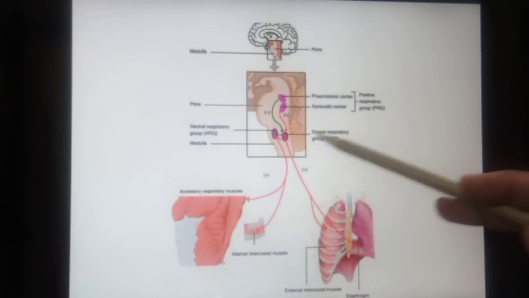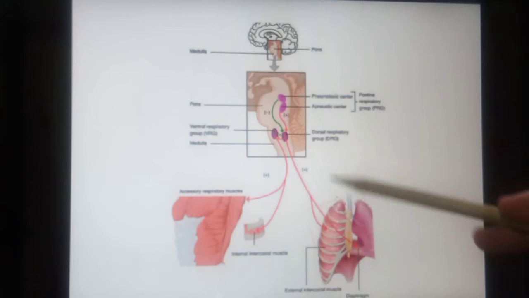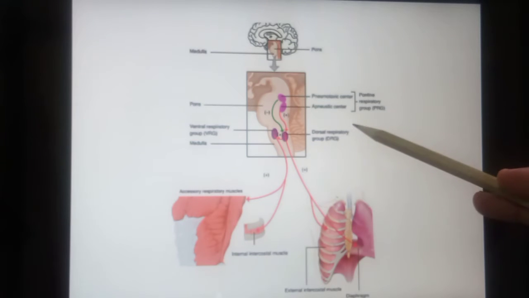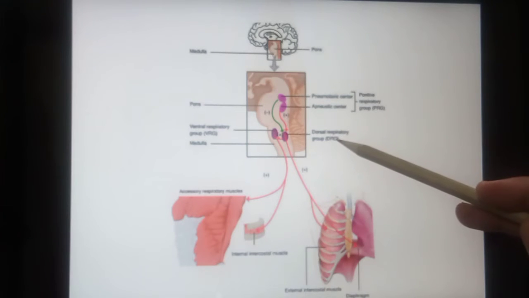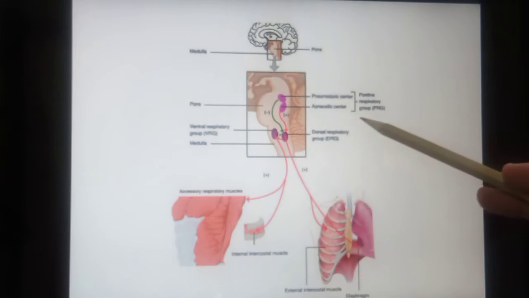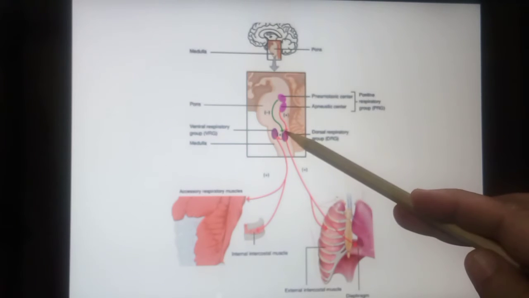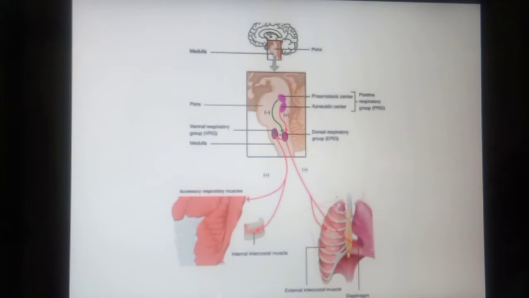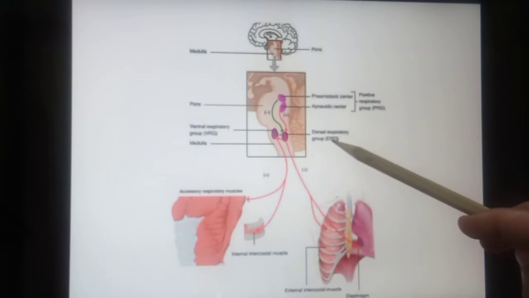So first we will understand what is the dorsal respiratory group. This is also called the RRC, meaning respiratory rhythm center. What is the function of the DRG or RRC? This is the rhythm center, and it controls the inspiration and expiration. Normal inspiration and expiration, when you are sitting on a chair or doing normal work, is controlled by the DRG.